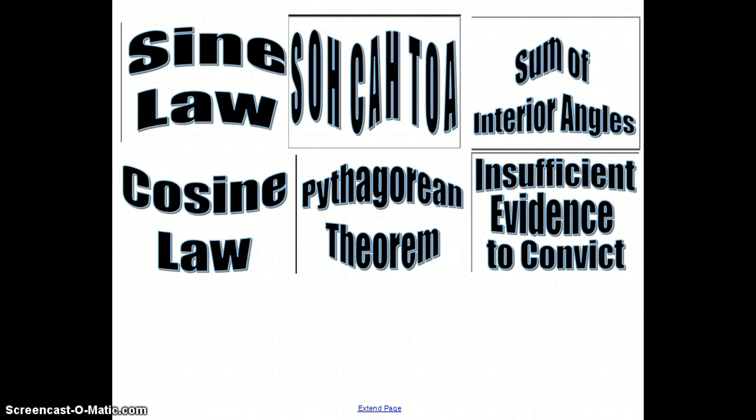We've got the sine law, cosine law, SOHCAHTOA, Pythagorean theorem, sum of interior angles, which is our 180 minus our angles, and insufficient evidence. So that's if you just don't have enough information to solve.